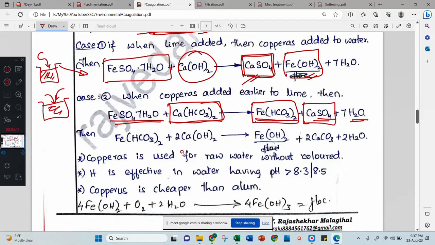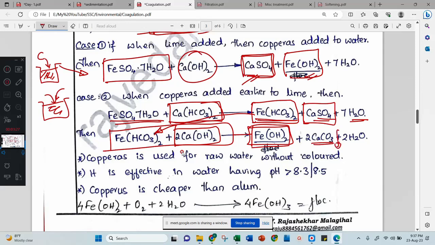Here one more compound is there. For that compound to convert to flock, I have to add hydrated lime. Then when I add hydrated lime here, it will produce a flock. The excess addition, whatever you added, will be precipitated. CaCO3 is the precipitate, and it will settle down.